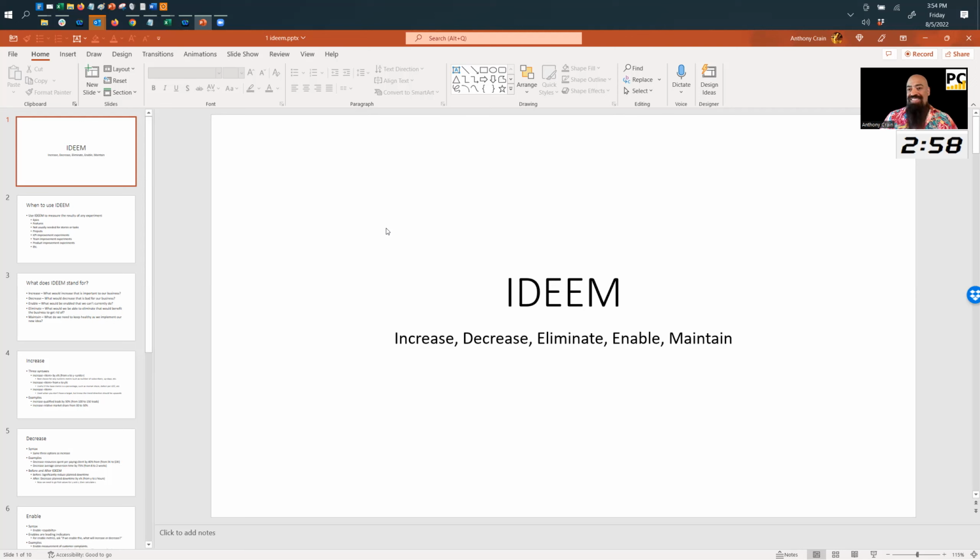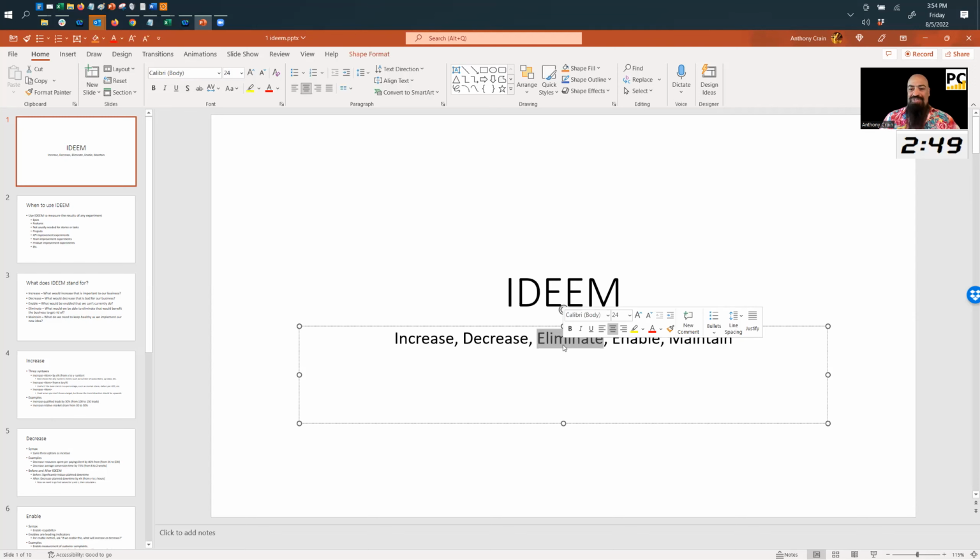So IDEEM, that's the technique I use. And the idea is that when you have an experiment, ask yourself what will increase or decrease if you're successful, or what will I enable that didn't used to exist, or what will I eliminate that is undesirable, right? Or if I run this experiment, if I increase or decrease something, I better maintain these other good things that are already going on. I don't want to mess those up. Okay, so those are the 5 parts of IDEEM.